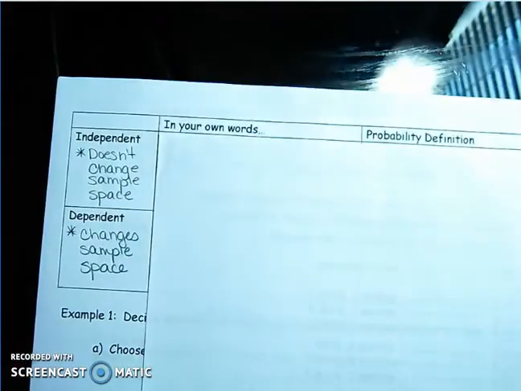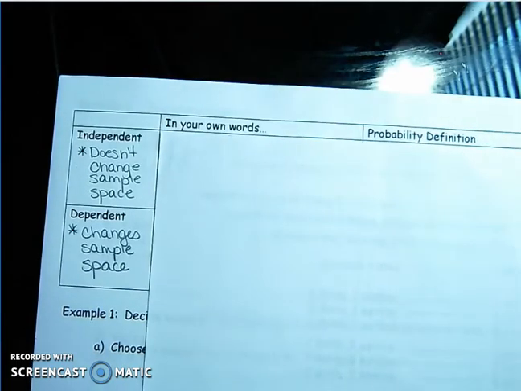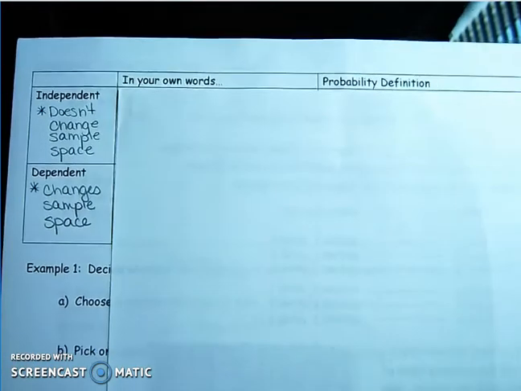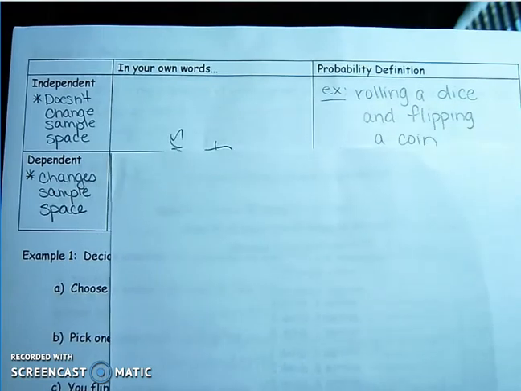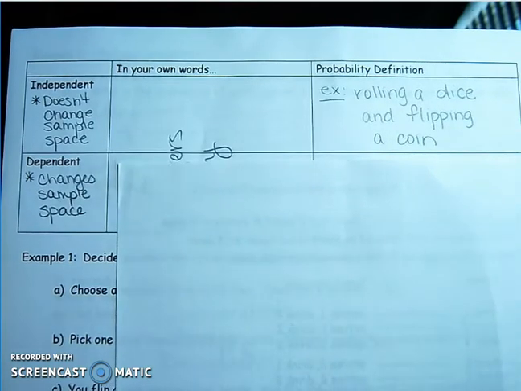Independent doesn't change your sample space, whereas dependent does. The probability definition of independent is an example, like rolling a dice and flipping a coin. Independent means they have nothing to do with each other. They're completely on their own. Rolling a dice and flipping a coin. If you roll a dice and get a 4, that doesn't mean anything about when you flip a coin.